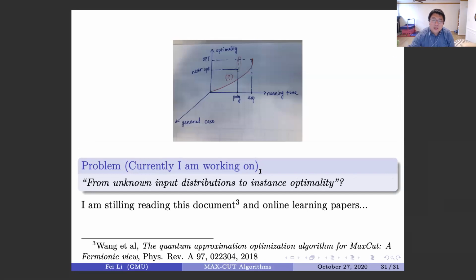So let us get back to the picture that we discussed at the beginning of this presentation. We know that on classical computers, we look for polynomial time algorithms whose performance is near optimal, and the gap is defined by the approximation ratio. But in designing the quantum approximation algorithm, we run multiple rounds. P is the number of rounds that we run.